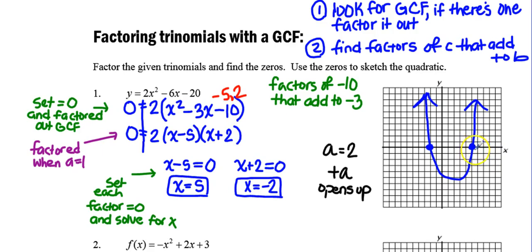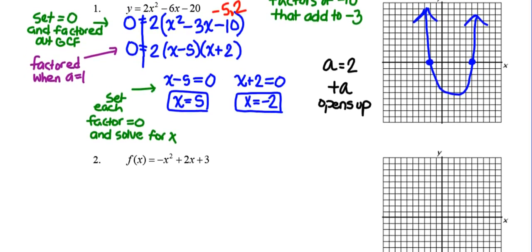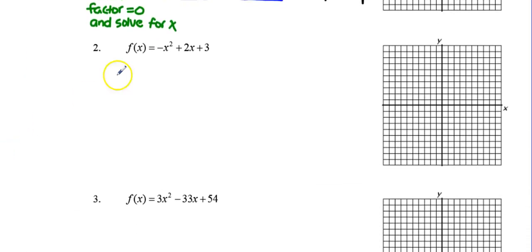This is exactly how numbers 2, 3, and 4 are going to go. So let's now take a look at number 2. Our first step will be to set it equal to 0 and check to see if we have a GCF that we can factor out. So it's going to be 0 equals negative x squared plus 2x plus 3.